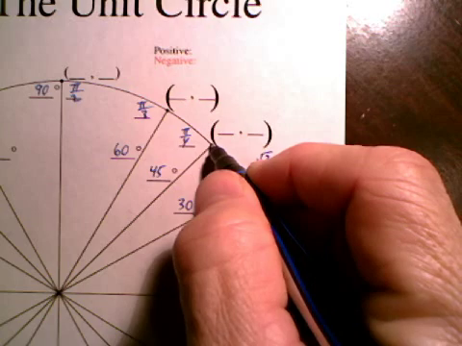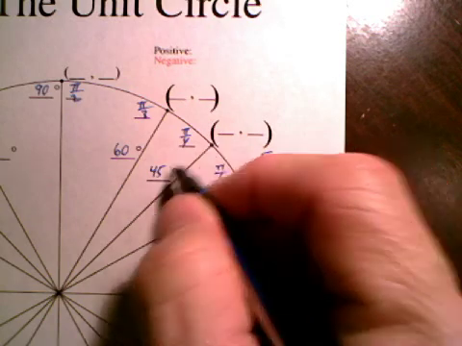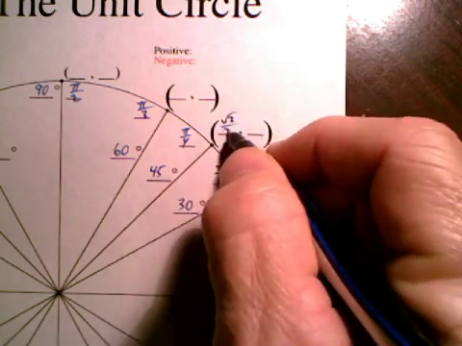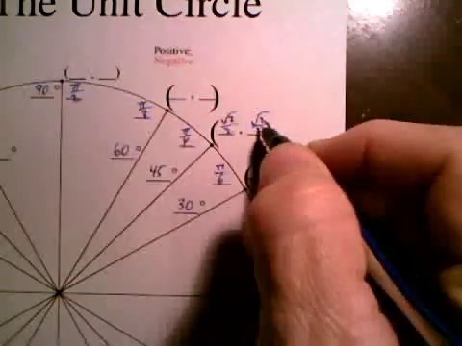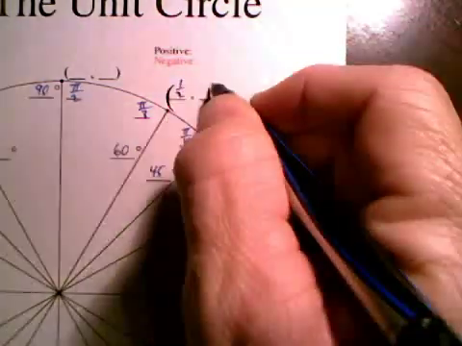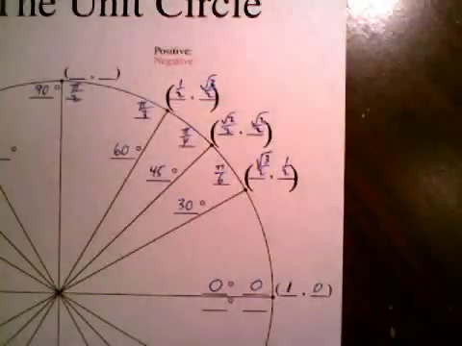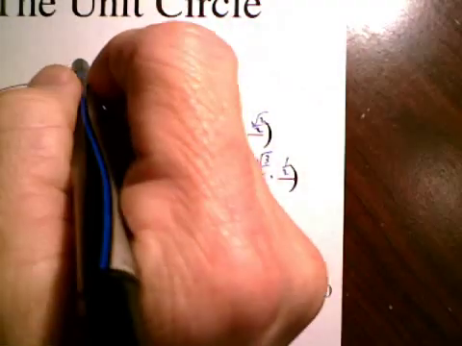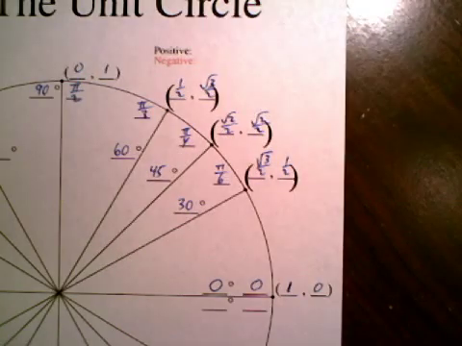And then the point here, the coordinates of the point that corresponds to the 45-degree angle is radical 2 over 2, comma, radical 2 over 2. And then we have 1/2, comma, radical 3 over 2. And then up at the very top, we get 0, 1. Okay, so something to keep in mind.